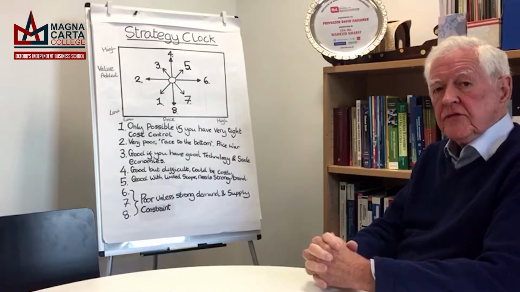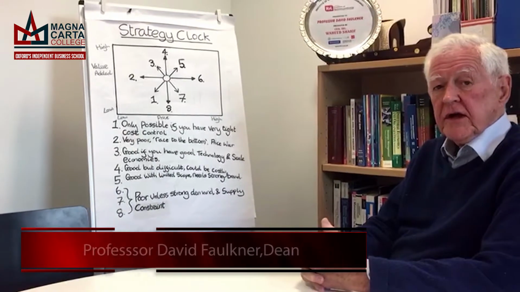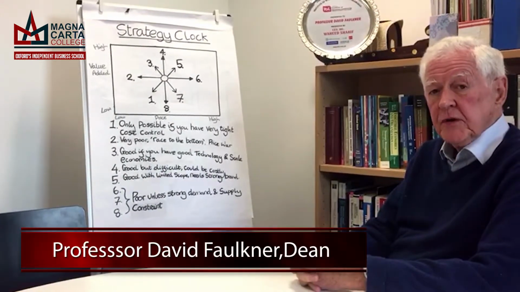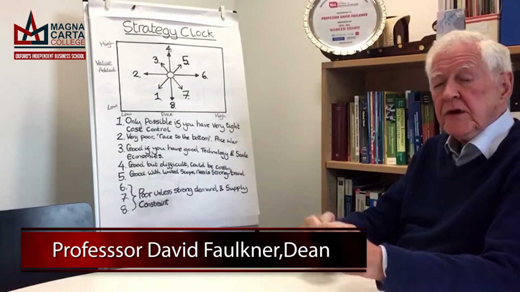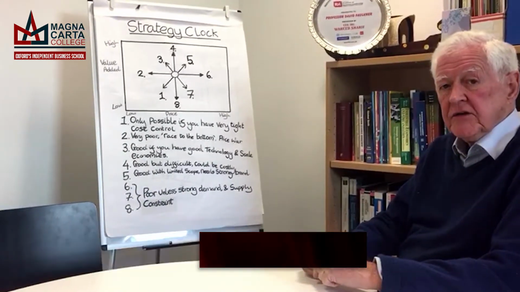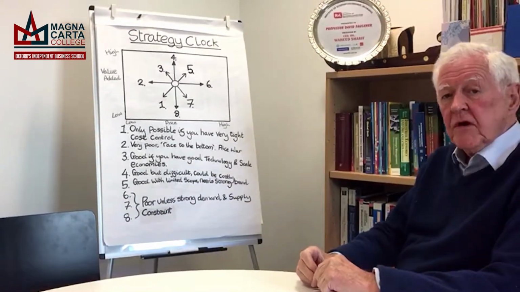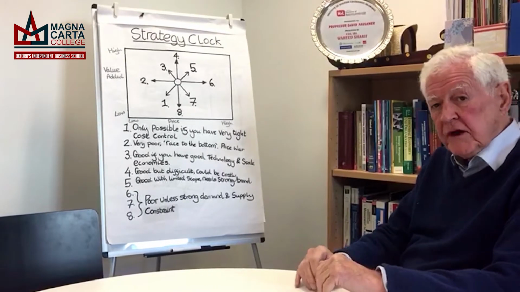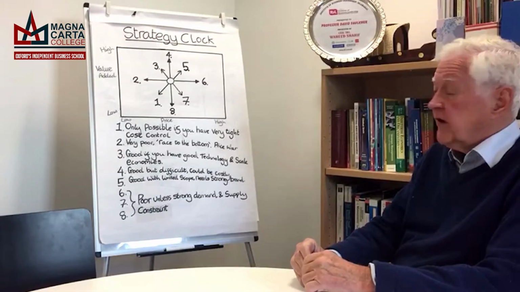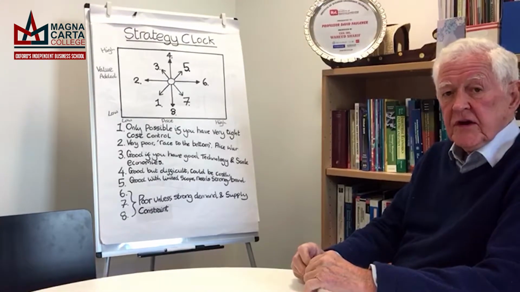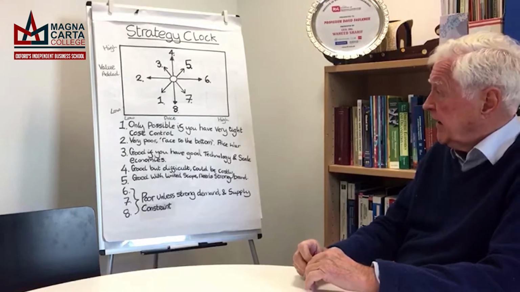I would like to describe the strategy clock, which is a way in which we can look at the generic strategies that it's possible to adopt when we're trying to decide how we are going to position ourselves in a particular market. So you will see on my right a drawing of the strategy clock, and I will rapidly go through the various options, which are combinations of value added and price that are open to you to select when you're going for a generic strategy.